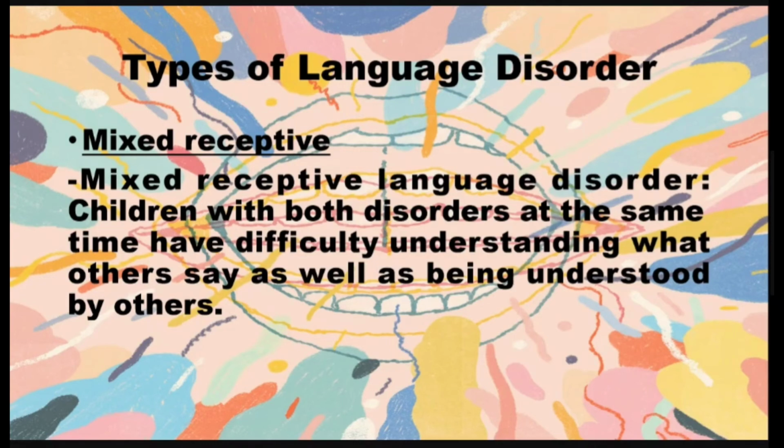At the same time, they cannot express themselves to you or to other people, which, in my opinion, when you meet someone with mixed receptive, it is very hard to communicate with that person because again, they cannot comprehend what you're saying. At the same time, they cannot express themselves to you. But again, it's hard, but it's not impossible to communicate with these people.